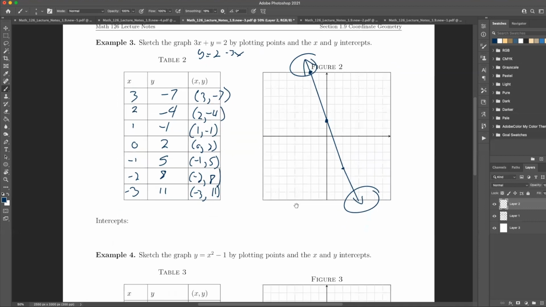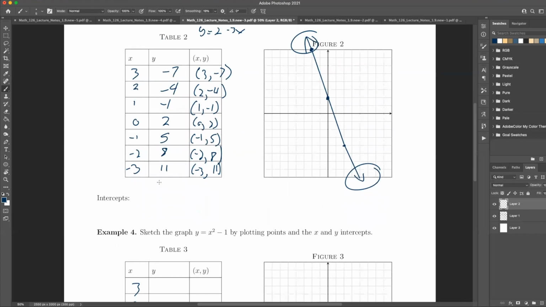All right, so let's do the y-intercept. That one's the easier one. The y-intercept is where we set x equal to 0. We already calculated this. This is (0, 2).